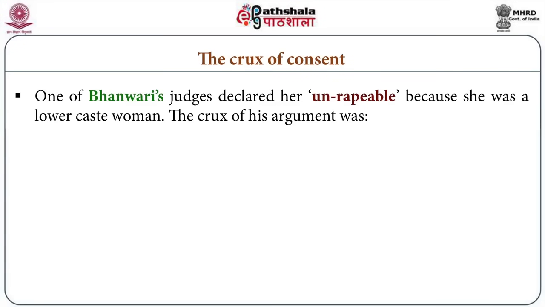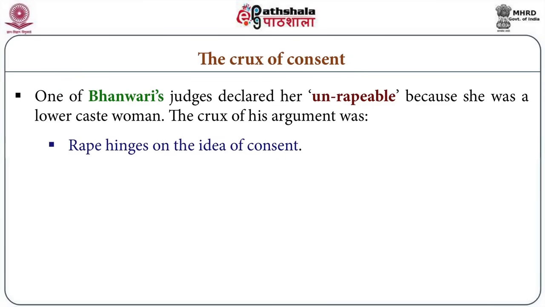The rape couldn't happen. This person was unrapeable. Now, why did the judge suggest that this woman could not have been raped since she is unrapeable? His argument went something like this.